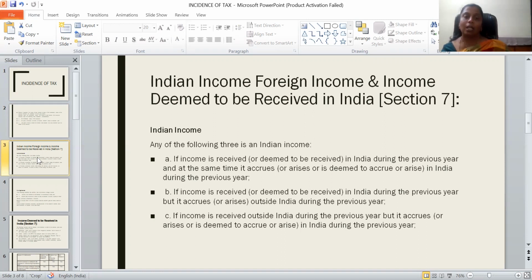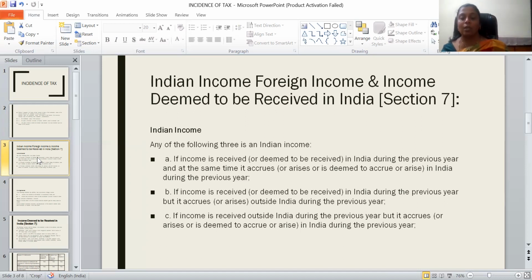If any income is received or deemed to be received in India during the previous year, but it occurs outside India during the previous year, that also is termed as Indian income. For example, you have earned certain income in the US, and if you receive that income in India, then it is termed as Indian income for tax purposes.